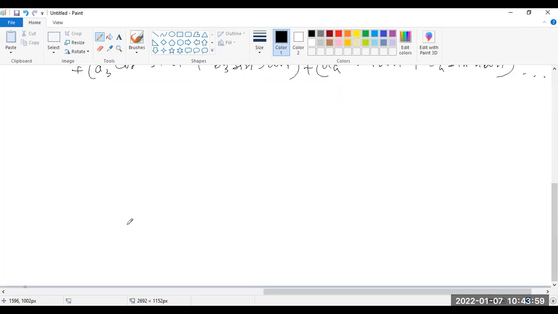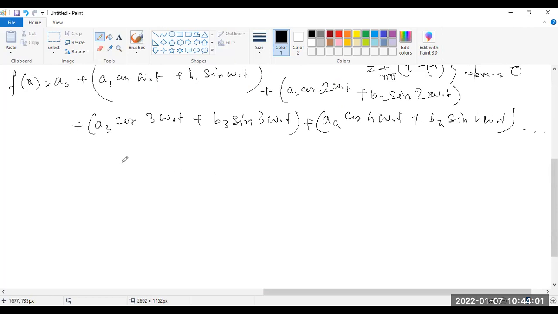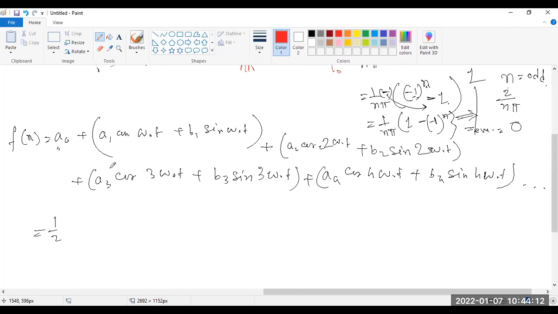So just putting the value of this, that is 1 by 2. You can see this part was 0.